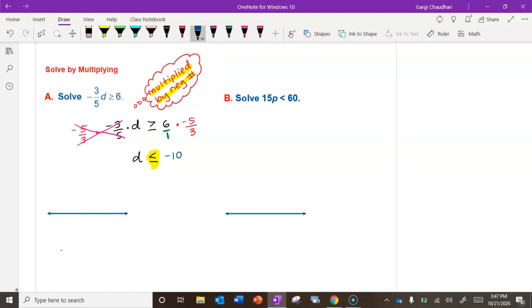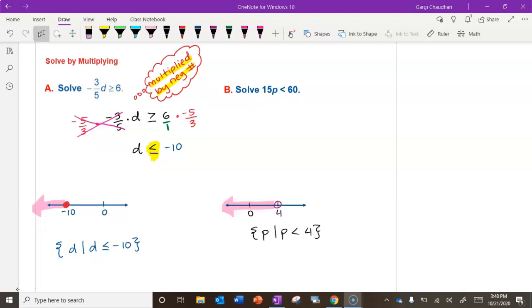Just like that. My set builder notation is the set of all d such that d is less than or equal to negative 10. On our number line, I'm going to have negative 10 and 0. I'm going to have a closed circle on that negative 10. And because everything is less than that, my arrow is going to be to the left. Go ahead and do B on your own. Pause the video now. All right, go ahead and check your work. The rest of the problems are word problems, and we will do them together in the next section of this activity.